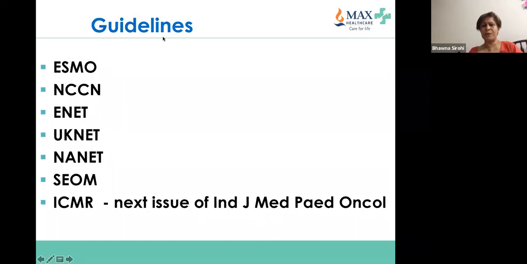All of you should go on PubMed and look at these guidelines: ESMO, NCCN, ENET, UKNet, North American Neuroendocrine Tumor, the Spanish, and we also have the Indian Council of Medical Research guidelines, which is going to be published in the next issue of IJMPO, which I co-chair the committee with Professor Sri Khande from Tata Hospital, and we finished the guidelines a few months ago.